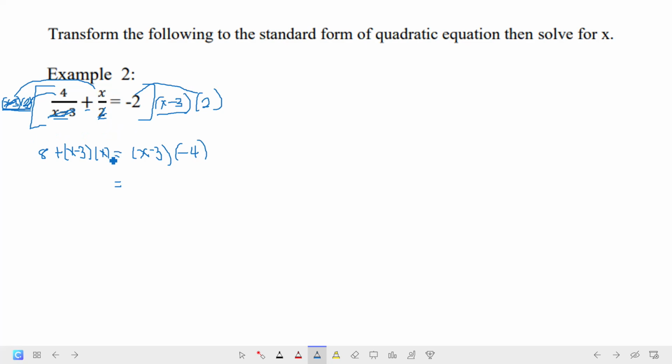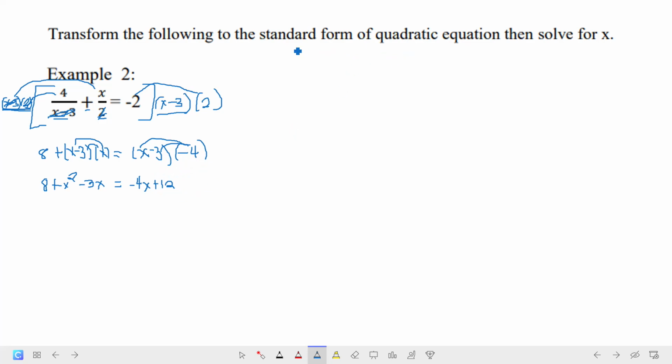Here, we will proceed to distributive property. Simplify natin by distributive property. Okay, so while doing that, just copy 8. Okay, so copy 8, then x times x will give us x squared. Then x times negative 3 will give us negative 3x. Proceed to the right side. Negative 4 times x will give us negative 4x. And then negative 4 times negative 3 will give us positive 12. Take note of this. Negative times negative gives us positive result. Then 3 times 2, 12.